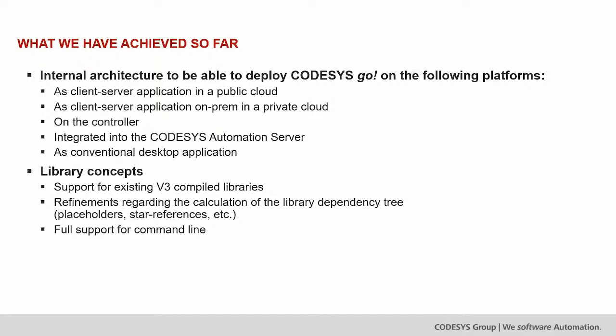The library concept is largely complete. CODESYS Go projects can use the proven and existing library landscape. We have made changes such that the resolved library dependency tree is stored in a separate file. On the one hand, this improves performance when opening and compiling projects and, on the other hand, leads to a stable build result independent of the library repository.